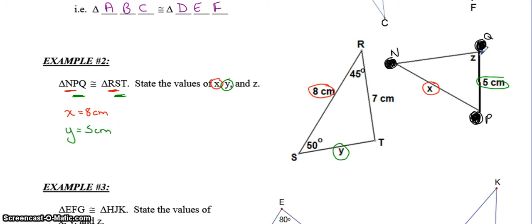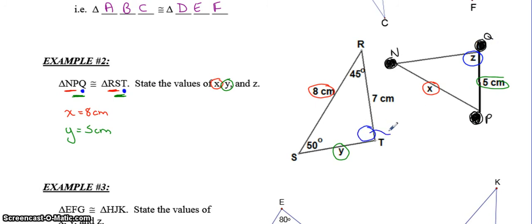And lastly, Z is an angle, and the angle is Q. That is the last letter. So it corresponds to the last letter of this triangle, which is T. So Z is equal to whatever this angle is.